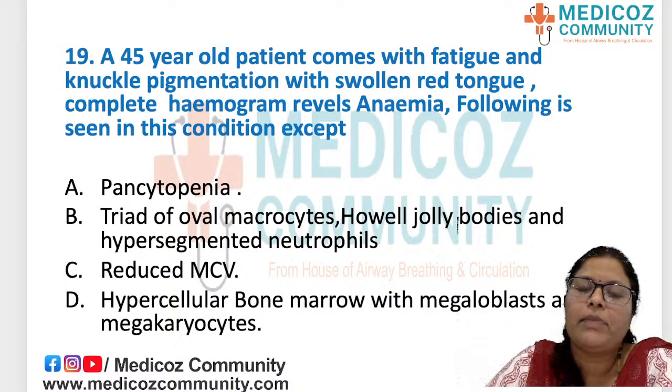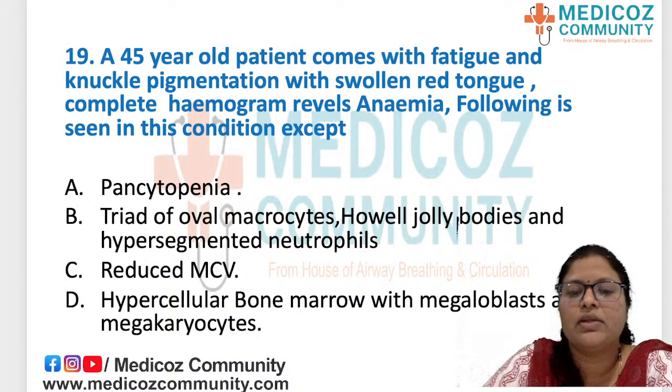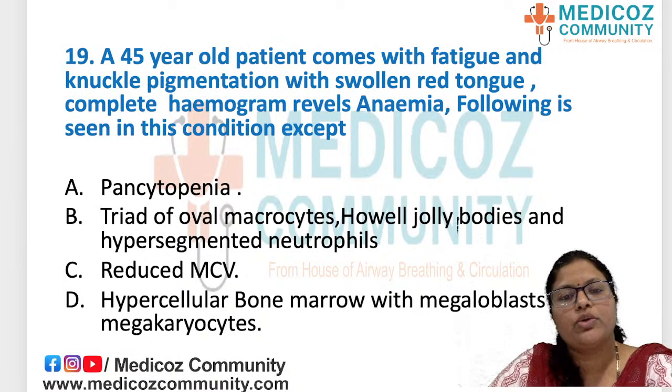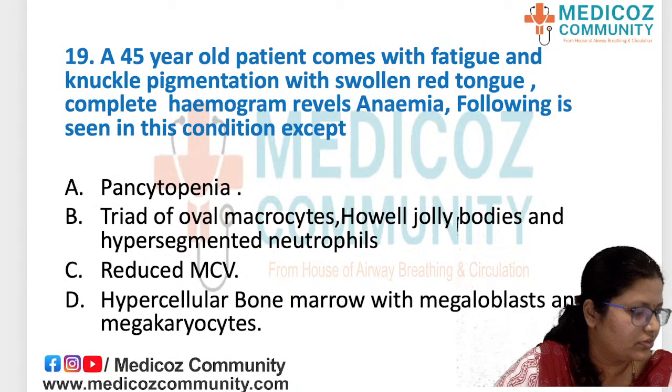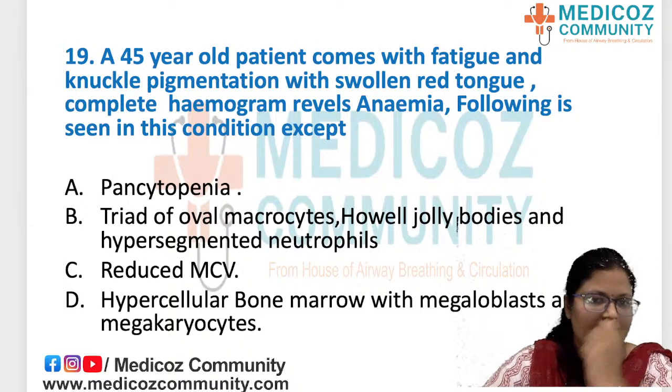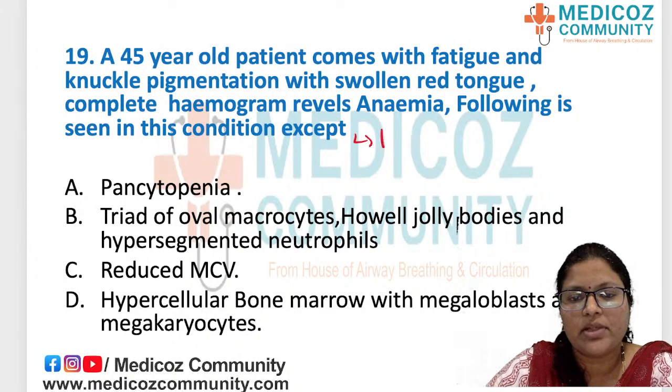Okay. A. Pancytopenia. B. Triad of oval macrocytes, Howell-Jolly bodies and hypersegmented neutrophils. C. Reduced MCV. D. Hypercellular marrow with megaloblasts and megakaryocytes. So what do you think the answer is? So the answer over here is, so this is a megaloblastic anemia.